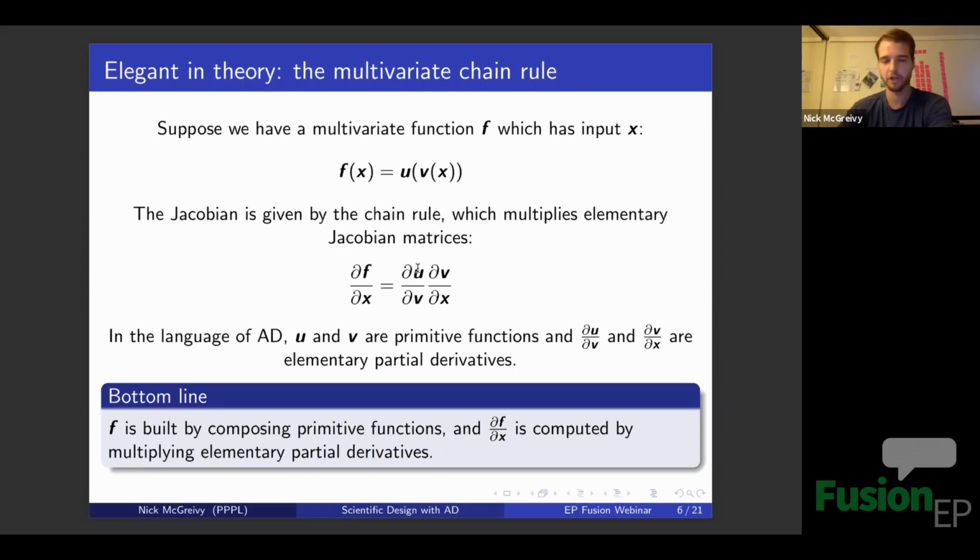So what is automatic differentiation? Well, automatic differentiation is taking known primitive functions, like u and v, composing them together, and then computing the derivatives using the chain rule. And for each primitive function, the elementary Jacobian matrix is known by the AD tool. What it knows how to do is to take those known Jacobians and staple them together to compute the full Jacobian matrix. So this is the essence of automatic differentiation.